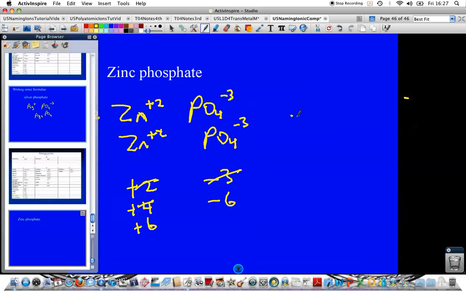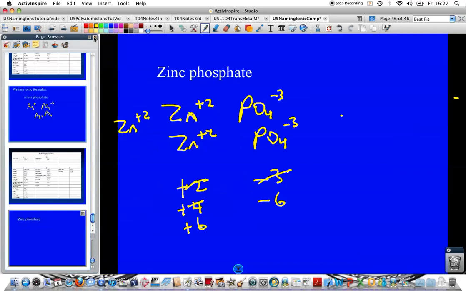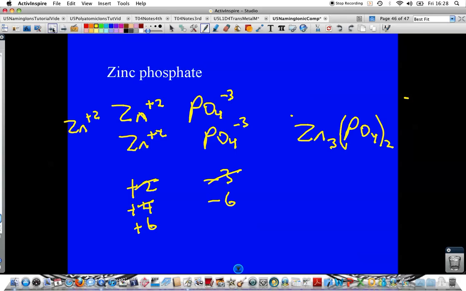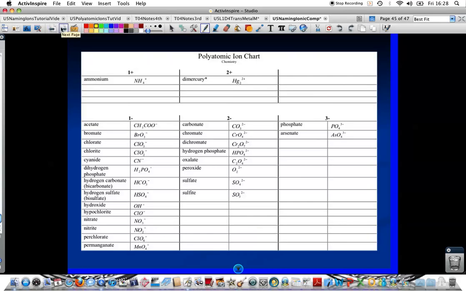So I end up with the formula being Zn3(PO4). And now I need 2 of those PO4s, so I'm going to put it in parentheses and put a 2 on the outside of the parentheses. And that is the formula for zinc phosphate. And that is how you figure out the formula for ionic compounds.